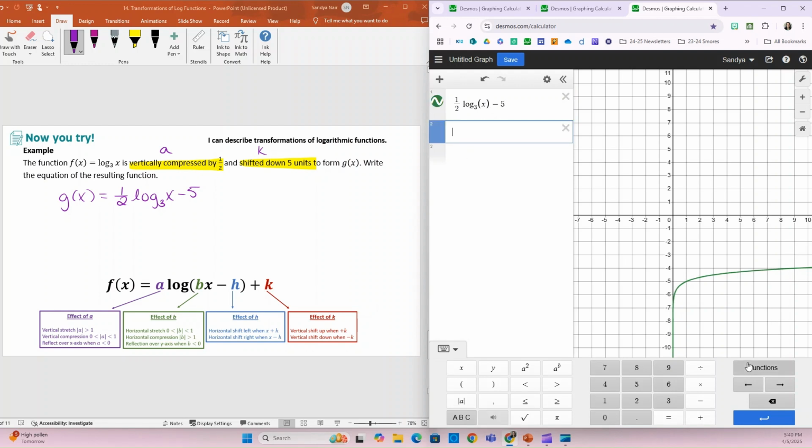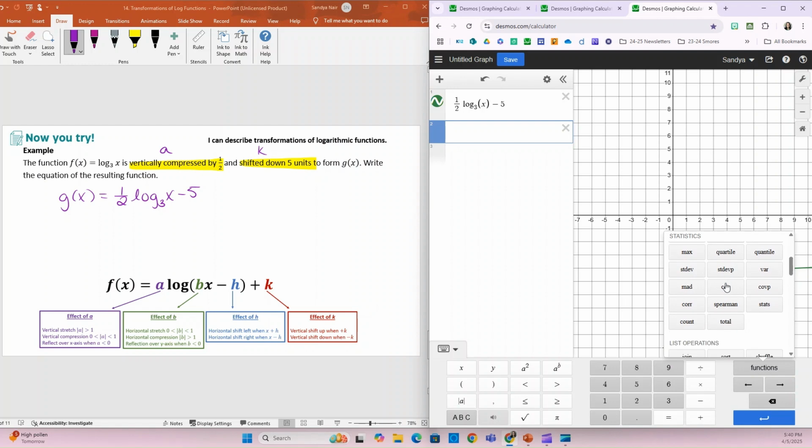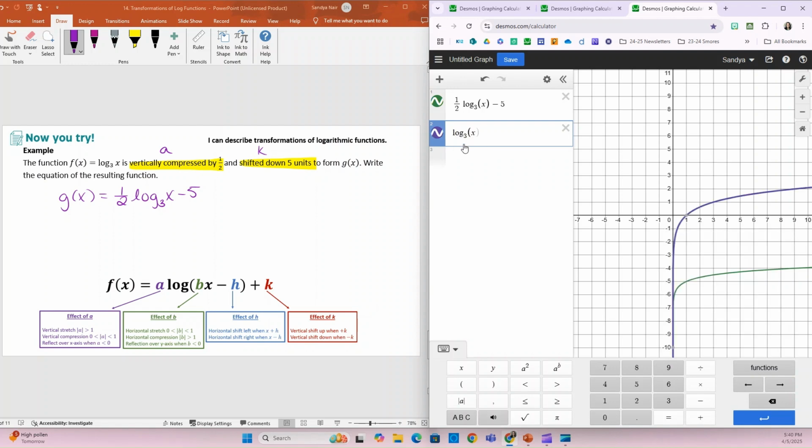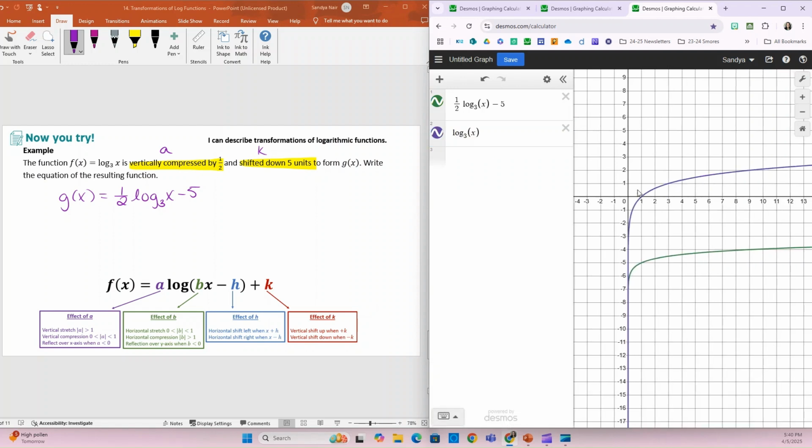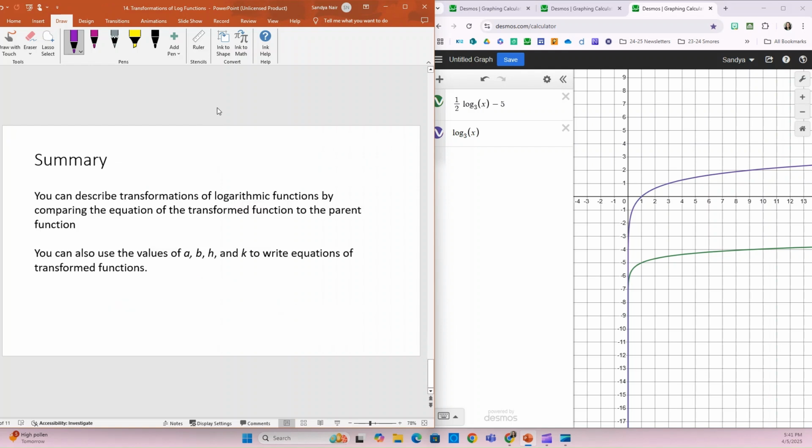If we compare it to the parent function, we can see that it has in fact been transformed. So the parent function log base 3 of x, you can see that it has been vertically compressed. It's flatter than the parent function, and it's also been shifted down 5 units. You can describe transformations of logarithmic functions by comparing the equation of the transformed function to the parent function. You can also use the values of a, b, h, and k to write equations of transformed functions.